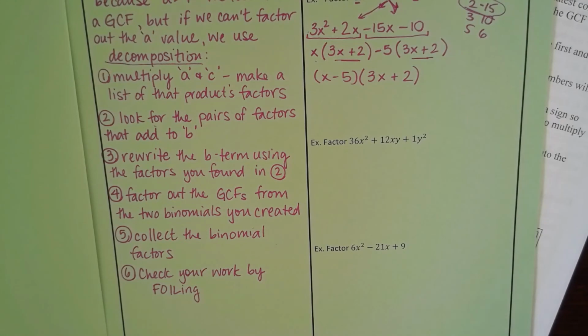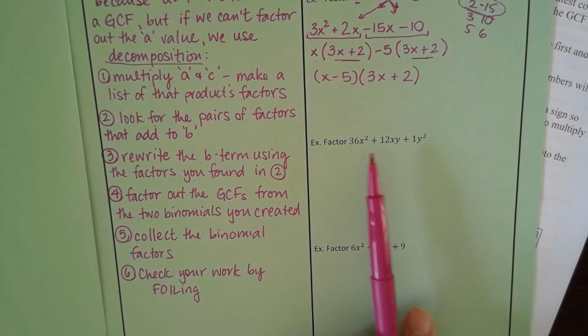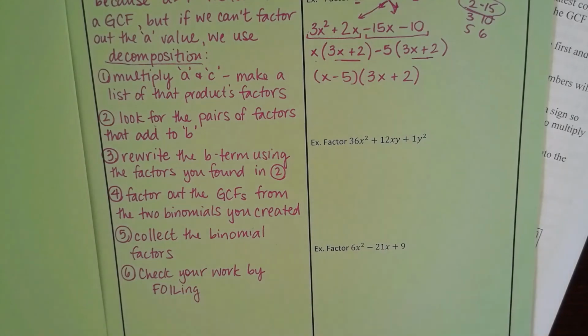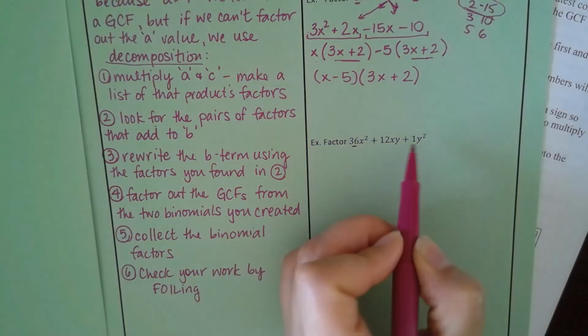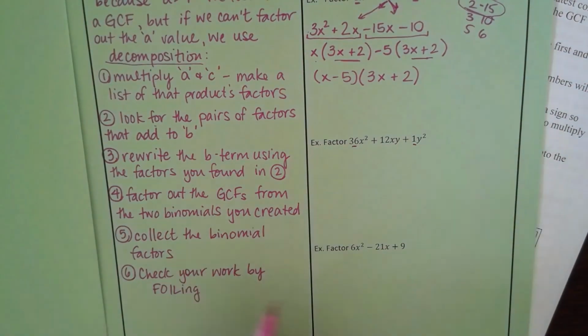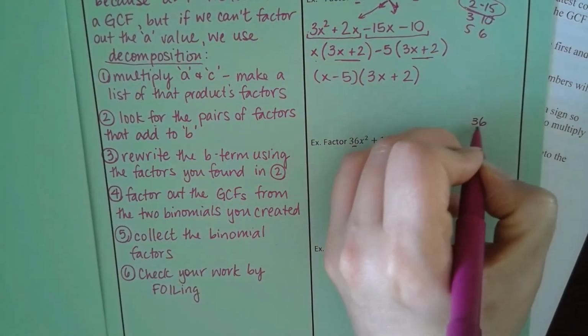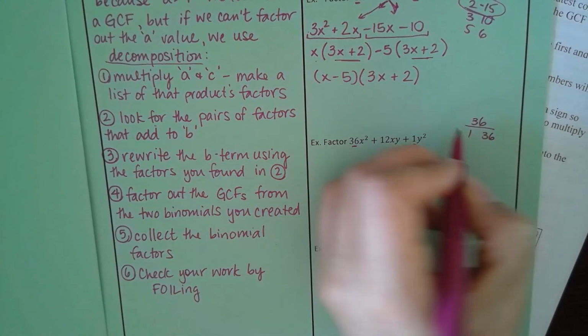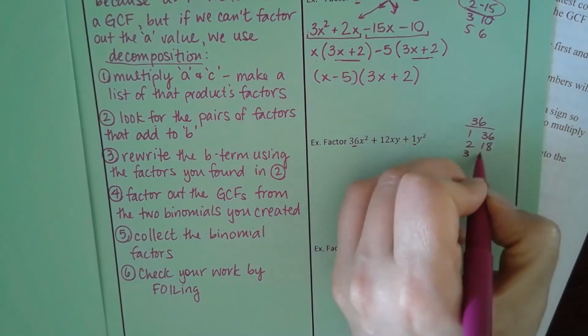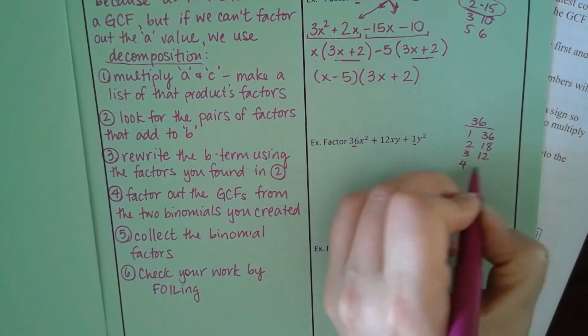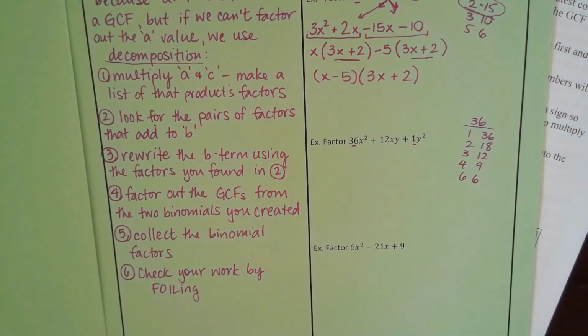So the easiest way to tackle this guy is through decomposition. Lead coefficient is greater than 1. It doesn't look like a quadratic, but it is. So we're going to multiply a, which is 36, times 1, which is 36, and we'll list the factors of 36. 1, 36, 2, 18, 3, 12, 4 and 9, 6 and 6. And which of these pairs adds up to 12? Well, that's our 6 and our 6.